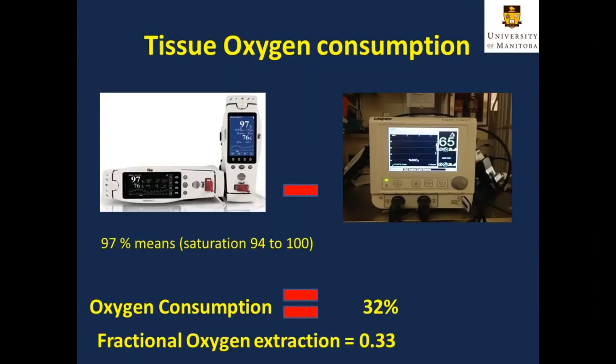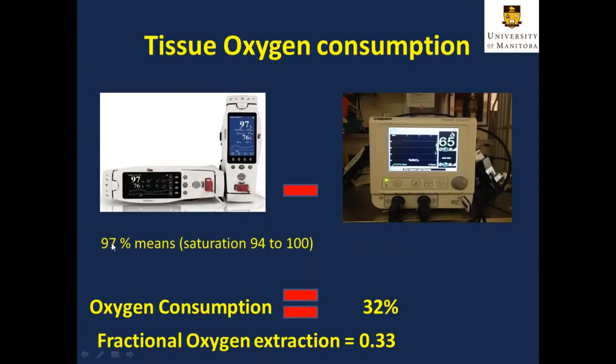Fractional oxygen extraction is the arterial oxygen saturation minus the assumed venous or tissue oxygen saturation, divided by arterial oxygen saturation. It's normal between 0.15 to 0.33. So this is actually normal oxygen consumption and normal oxygen extraction. Without having near-infrared spectroscopy, we cannot understand how much oxygen is consumed by the tissues.